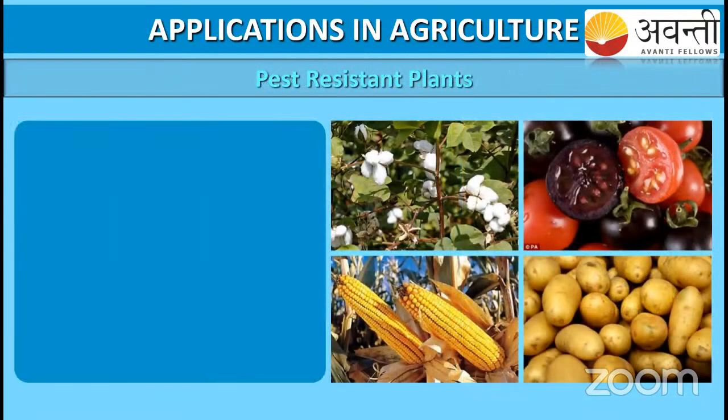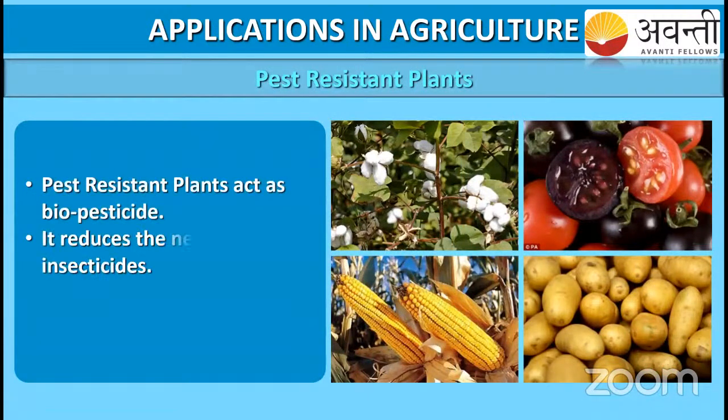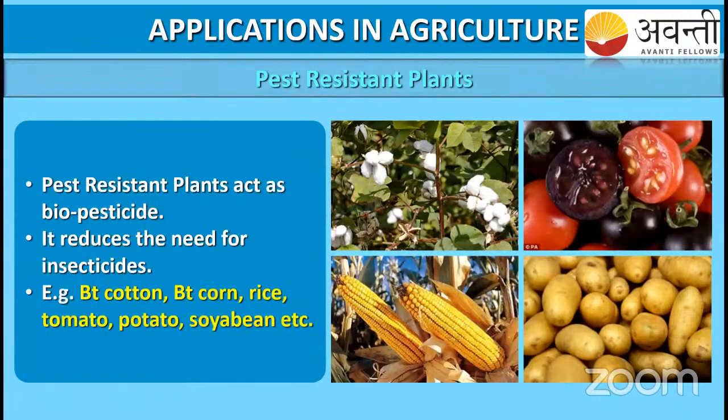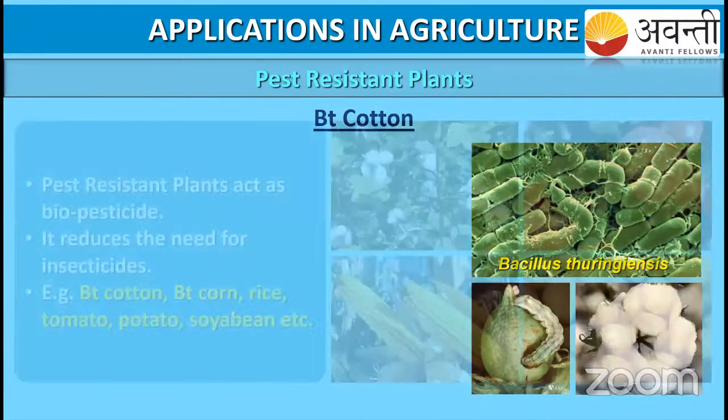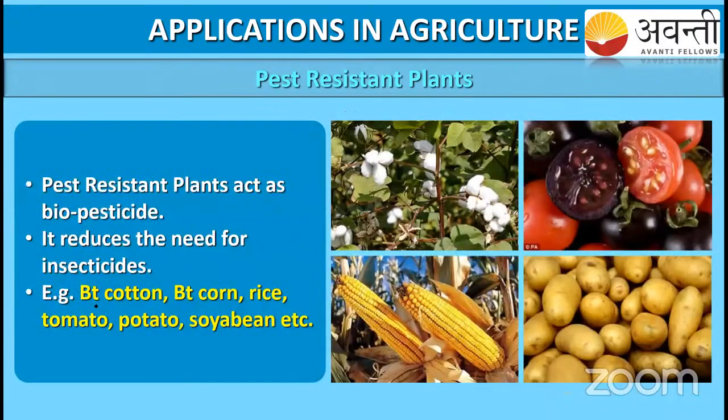In the biotechnological application, we have created pest resistant and insect resistant plants. For example, you can see here we have created BT cotton, BT corn, rice, tomato, potato, soya bean, etc., which are pest resistant. What is this pest resistant, students? I told you in the agrochemical method, right?